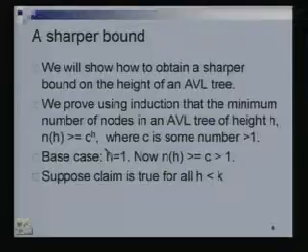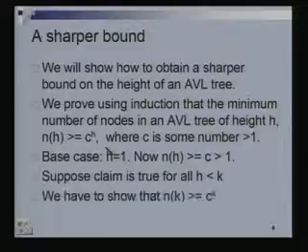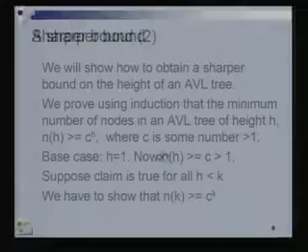Suppose the claim is true for all h less than k, and let us try and prove it for h equals k now. So, we have to prove that n of k is greater than or equal to c to the k. Okay, we will come back to this base case in a minute.